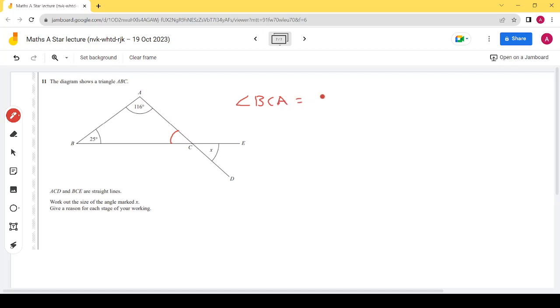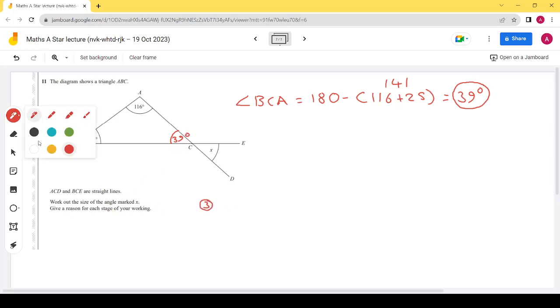And we can say it equals 180 minus the other two angles in the triangle. So you've got 116 plus 25, which gives us 141. And then if we take that away, it's going to give us 39 degrees. So we can draw that on. And we've been told to give a reason for each stage. I should say this was a 3-mark question, I believe, as well.